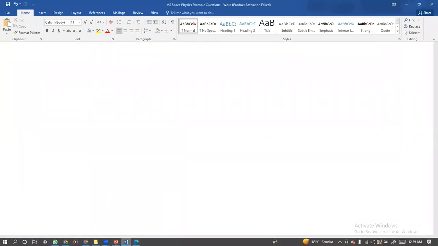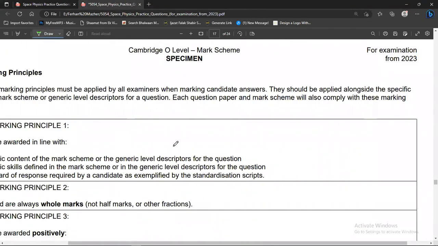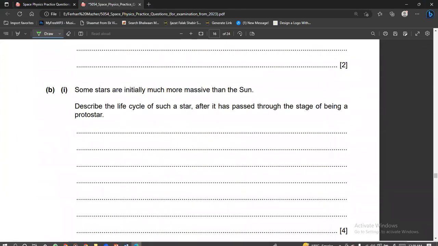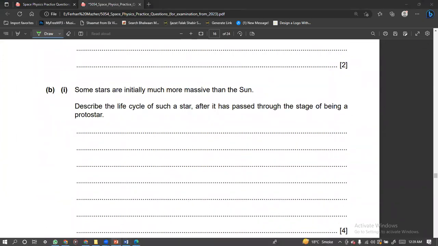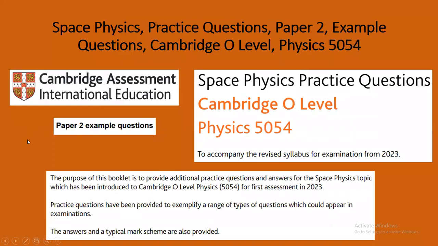So we are done with this. So my dear students, there were 5 example questions given to us. These were structured questions. They will be in paper 2. This is just an example that this kind of theoretical questions will come in paper 2.